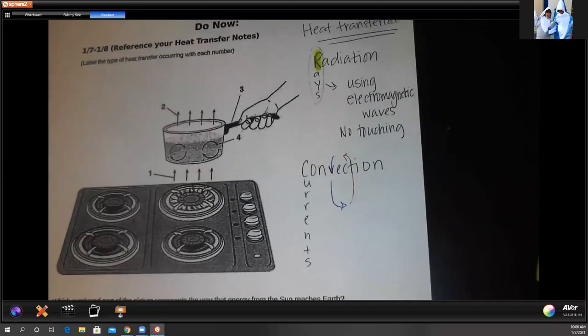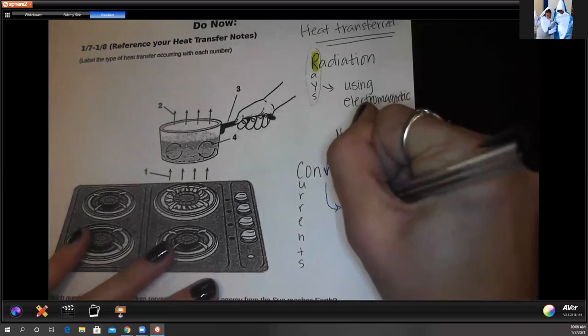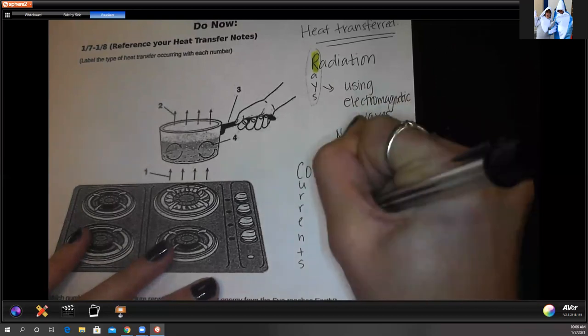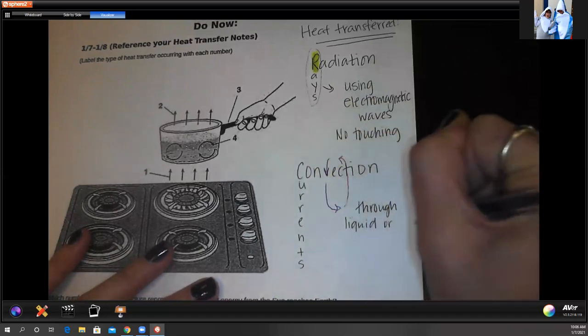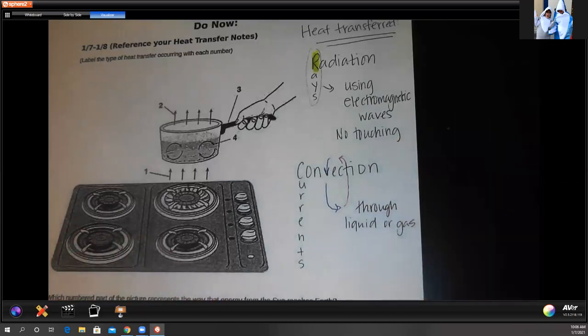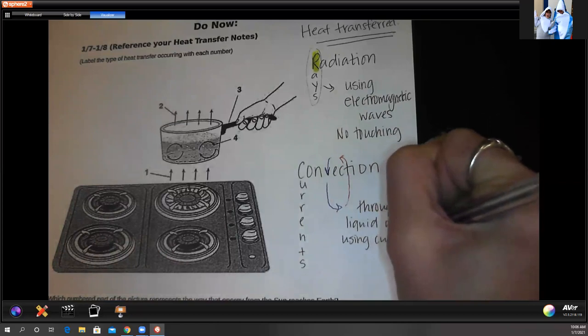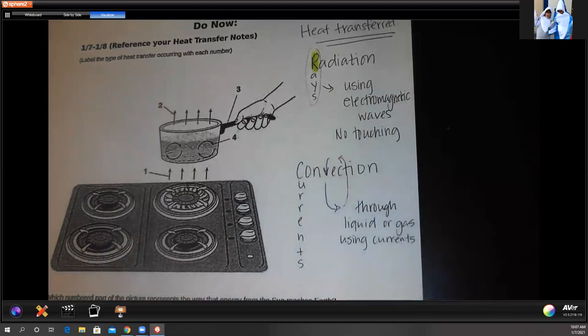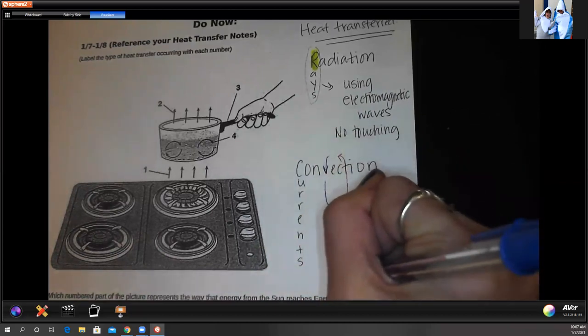So this is heat transfer through what forms of matter, solid, liquid, or gas? Caroline? And liquid. So this is through liquid or gas, because conduction is through solids. So this is through liquid or gas. Well, it could be, we'll go over that more specifically. So it's through liquid or gas using currents. And if you want to specify, this is when hot air or liquid rises, and cold sinks.